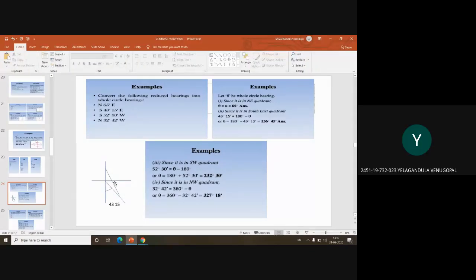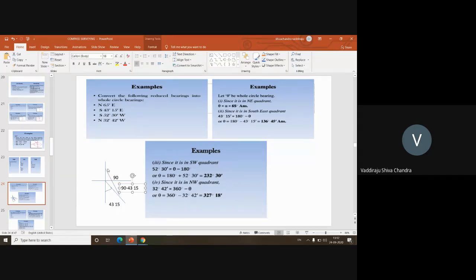Sir, 136 degrees 45 minutes, sir. Yeah, that's the right answer, but I'm explaining it to you. Just wait. So what will be the angle from here? From here to here it is 90 degrees, right? Yes, sir. This whole angle is 90, right? So this angle is equal to 90 minus 43 degrees 15 minutes. So you'll get some value, and you just add that value. How much are you getting? 136 degrees 45 minutes will be your value.